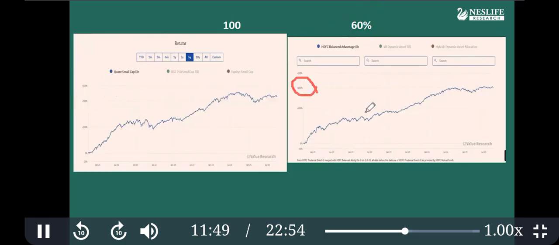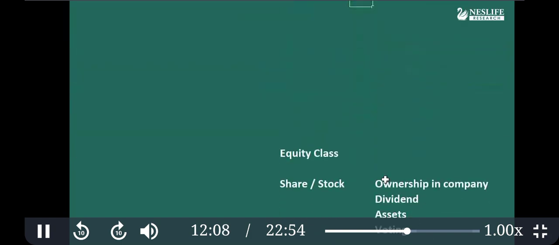But your portfolio value has become steady. This is the advantage of what is called diversification. And mutual funds help us to diversify a portfolio even with a small amount. And that is how you create a portfolio according to your risk preference.